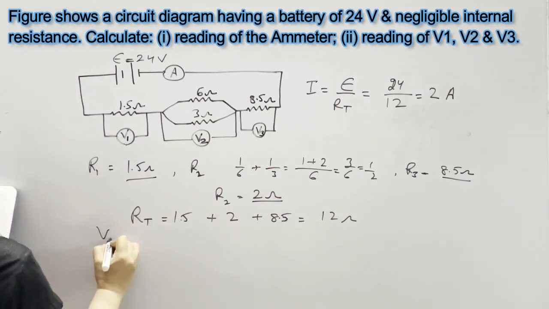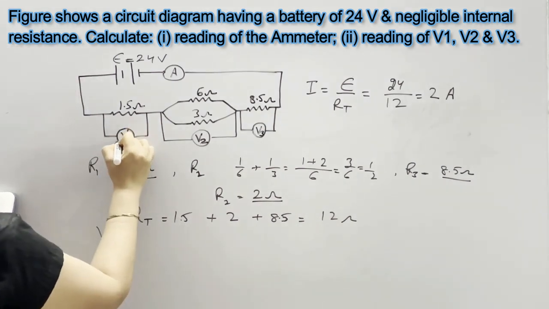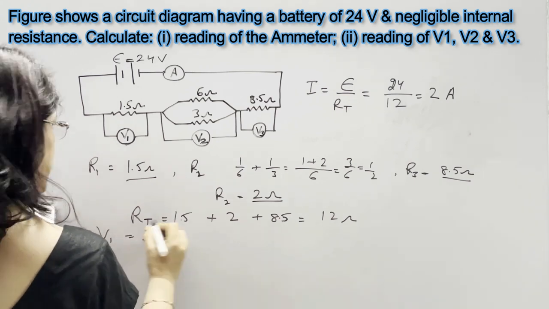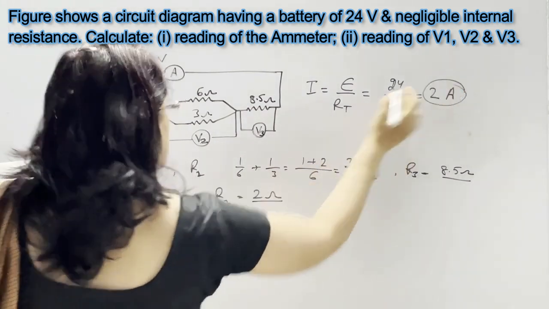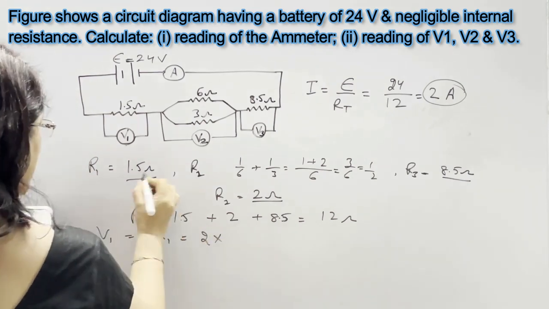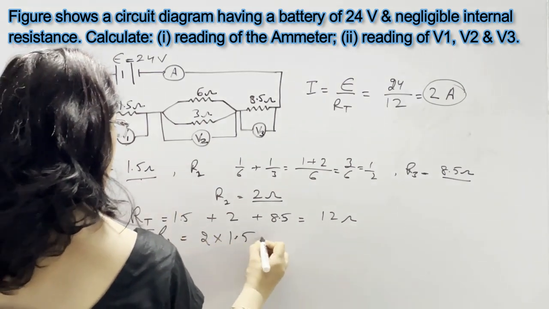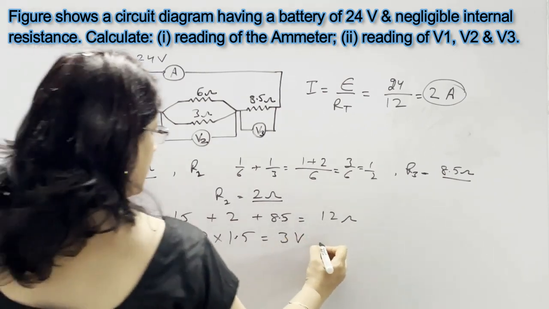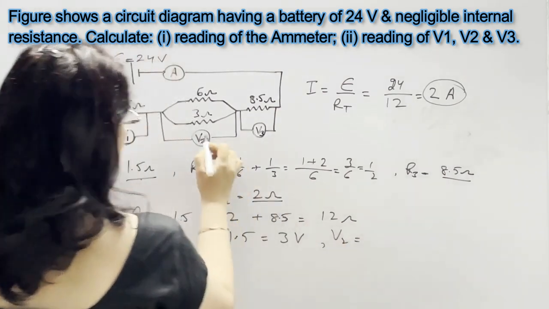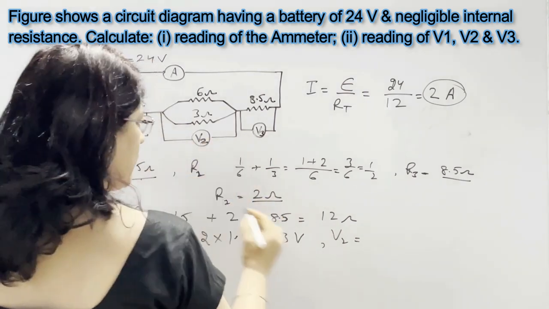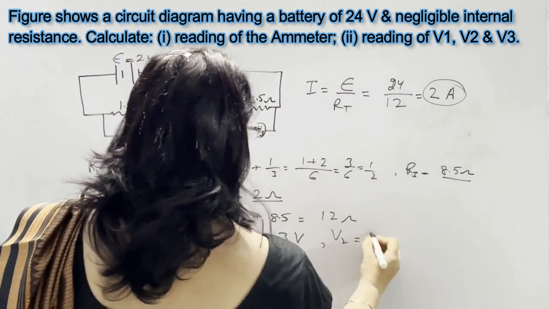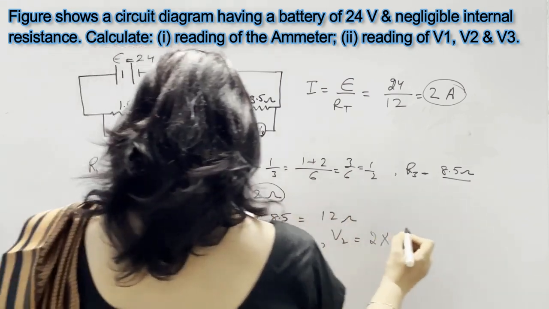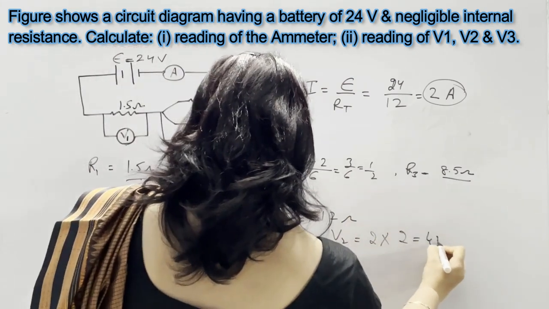Now for V1, the value of voltage in this voltmeter V1 is equal to I R1. The current we have just calculated is 2 ampere. So 2 into R1, which is 1.5 ohm, means 3, and because this is voltage, 3 volt. Similarly in V2, the reading of voltage in this second voltmeter: current is the same 2 ampere and resistance we have just calculated is 2 ohm. So 2 into 2 means 4 volt.